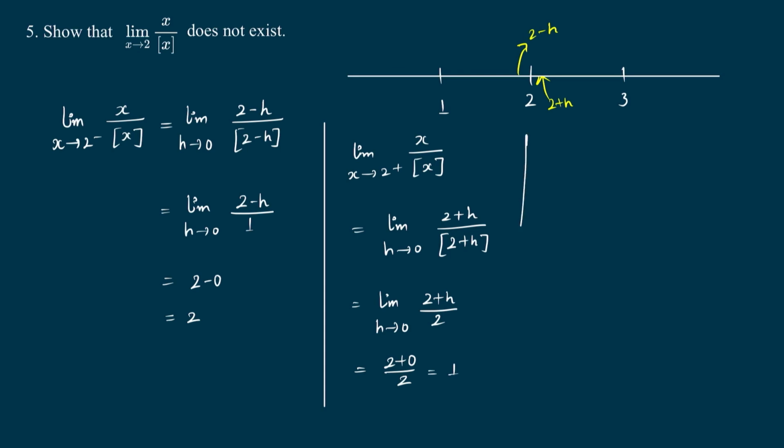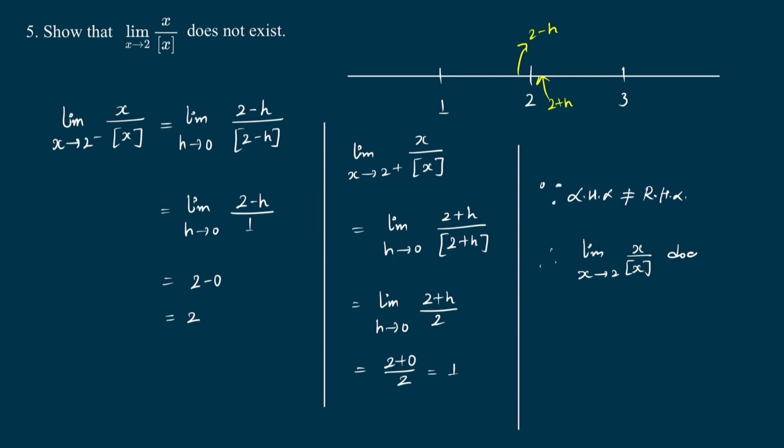Now as you see, left hand limit and right hand limit are not equal, therefore the limit does not exist, right? Since left hand limit does not equal right hand limit, therefore limit x tends to 2 of x over floor of x does not exist.